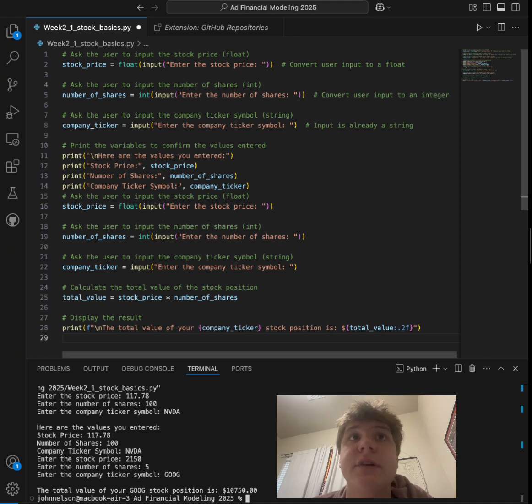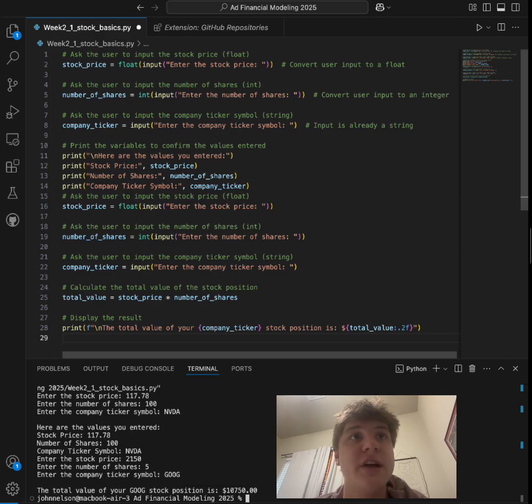Number sign, ask the user to input the number of shares. We put 5. Number of shares equals input, enter number of shares. And then number sign, ask the user to input the company ticker symbol, string. That's where we put GOOG for Google. Company ticker equals input, enter the company's ticker symbol.